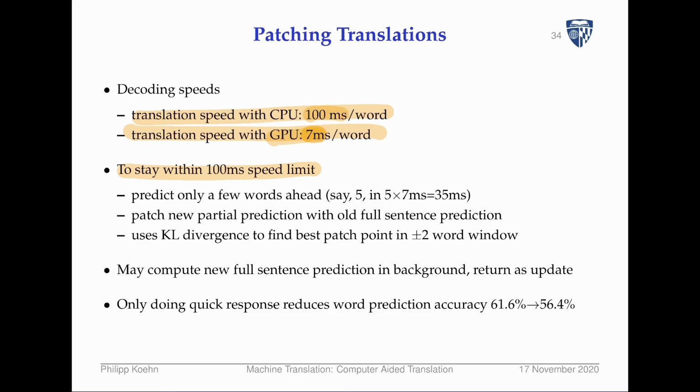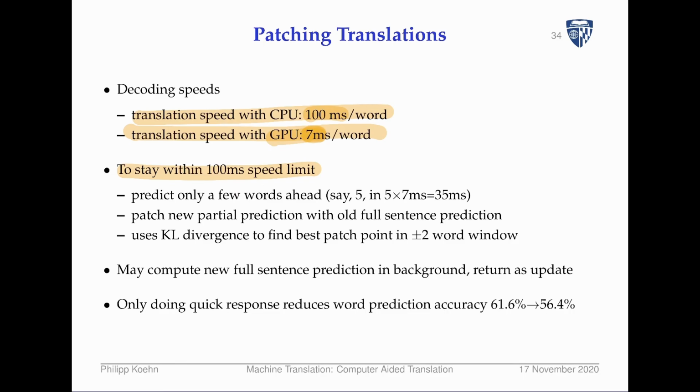So the idea here is, how can we fix this? What if it's a 50-word sentence? It takes us 7 milliseconds per word to translate it. That would be like a third of a second. That's too slow. So how can we still provide something to the user?